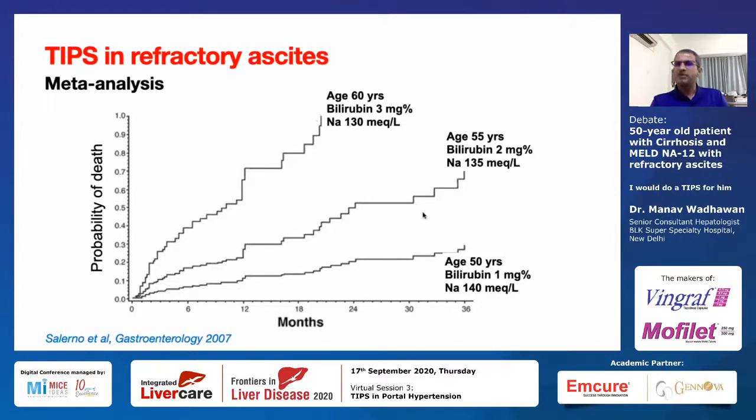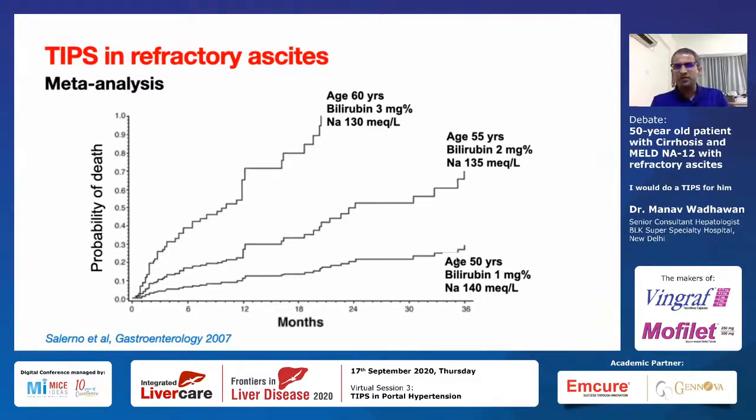There the mortality is very high. Look at the group where we are talking about age of 50, bilirubin around 1 and sodium of 140. So a near normal bilirubin, a normal sodium and a younger age, you are looking at a 3-year survival of 80%, 2-year survival of 85%. Sorry, 85%. That's what we are looking at.